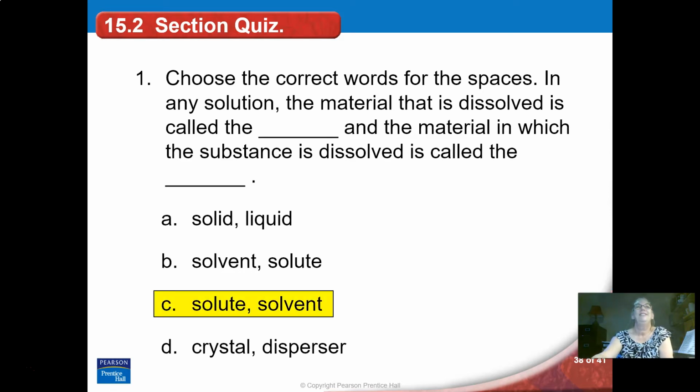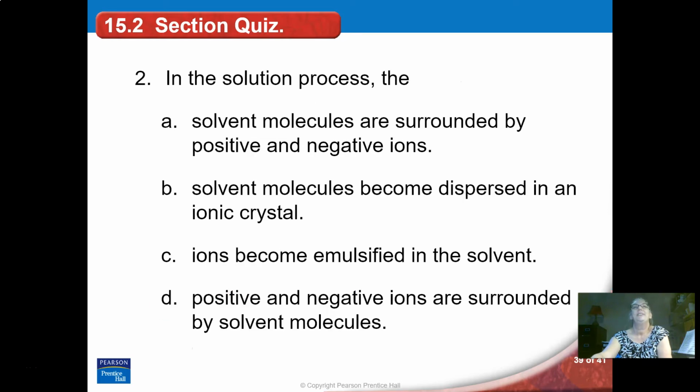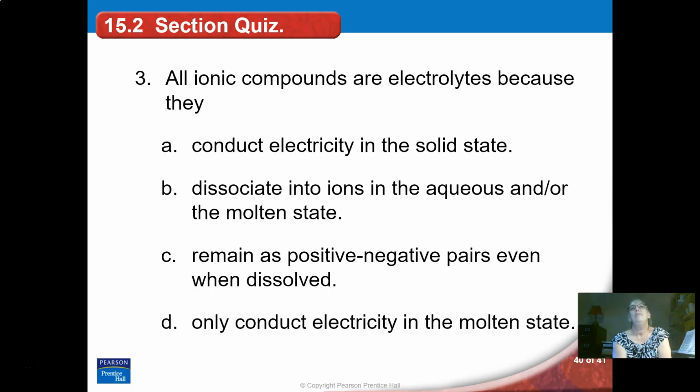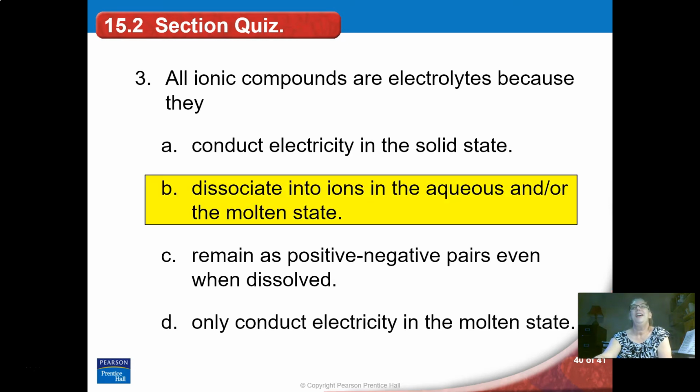Okay, here's the answer. Solute and solvent. That's how we make a solution. Okay, next one. In a solution process, pause me, think about it, and come back. Alright, the answer is positive and negative ions are surrounded by the solvent molecules in solution. Last one. Ionic compounds are electrolytes because they, pause me and I'll give you the answer. Alright, they change into ions in the aqueous or molten state.